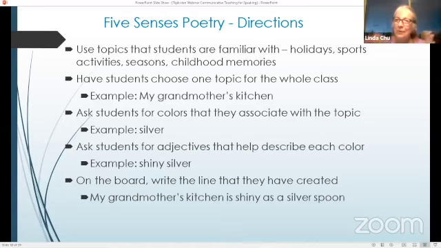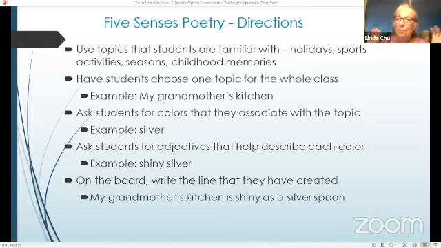What is their grandmother's kitchen like? So then to continue, you're going to ask the students for a color that they associate with that topic. And in this case, the students chose silver. Why silver? Why would your grandmother's kitchen remind you of silver? Maybe she has silver utensils. Maybe she has a teapot that's silver. Then you're going to ask students for adjectives that describe the color. And in this case, they remembered shiny, right? Shiny silver. Maybe their grandmother polished the silver.